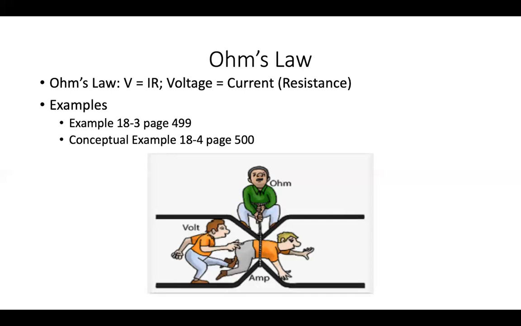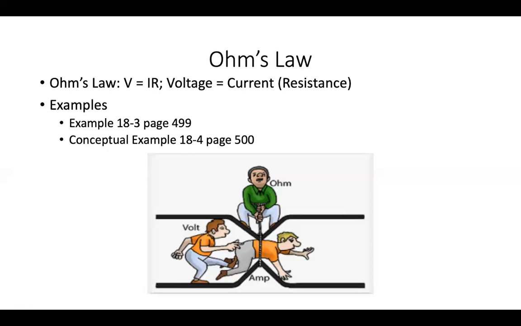The first example: a small flashlight bulb draws 300 milliamps. Amps is the unit of current. So 300 milliamps from its 1.5 volt battery. Part A, what is the resistance of the bulb? That's obviously just plug and chug. You're given voltage, you're given current, solve for R. Simple, right? It turns out to be 5 ohms in this case.